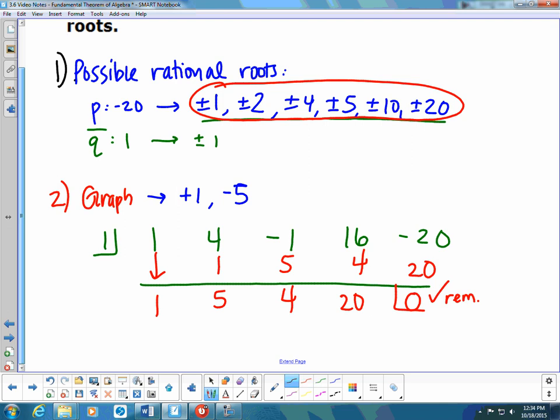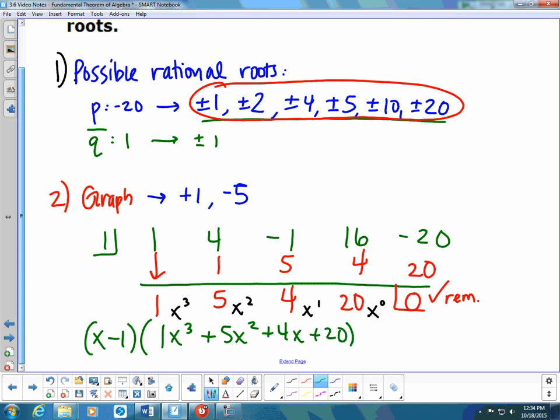To figure out what polynomial we're left with, we count backwards: x to the 0, x to the first, x squared, x to the third. So we know we have factored our x to the fourth, our quartic polynomial, one step. And we right now know that we have one factor of x minus 1 multiplied by 1x to the third plus 5x squared plus 4x plus 20. However, we do want to try to reduce this cubic a little bit more. And so we're going to do synthetic division one more time.